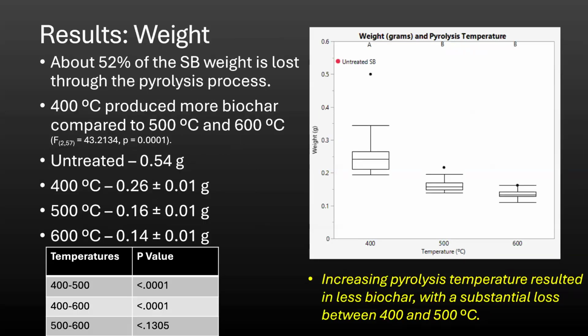For weight, there was statistical difference between 400 and 500 and 600, but not between 500 and 600. Going from untreated Scotch broom to biochar, you lost about half of your weight at 400. Then going from 400 to 500, you lose about another 40%, but going from 500 to 600, you lose about 12% of that biochar. So the main takeaway is that increasing pyrolysis temperature resulted in less biochar, with a substantial loss between 400 and 500 degrees Celsius.